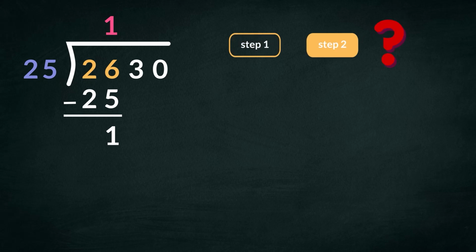What do you think the next step is? We copy 3 down and continue to divide, right? But then it'll make 13. How can 13 be divided by 25? Don't you worry about that.